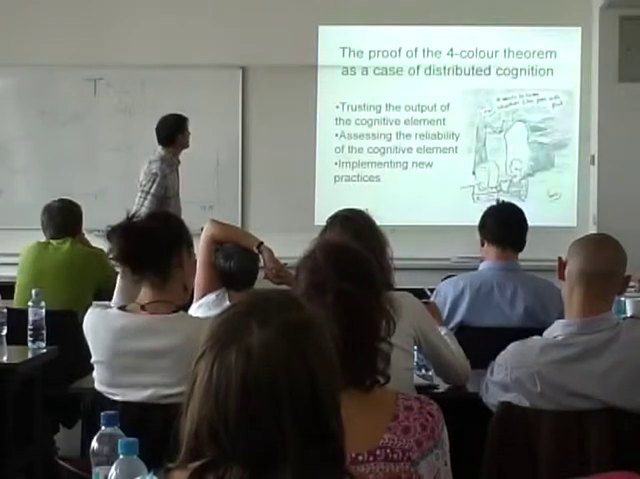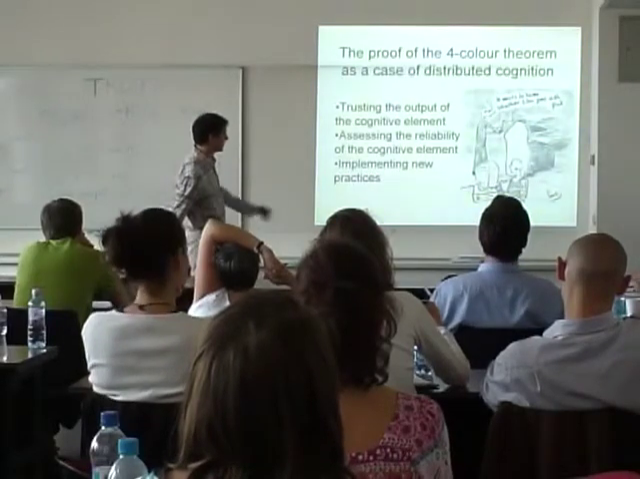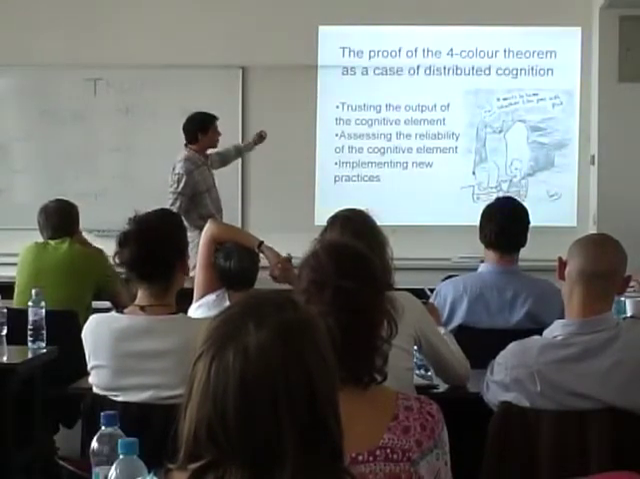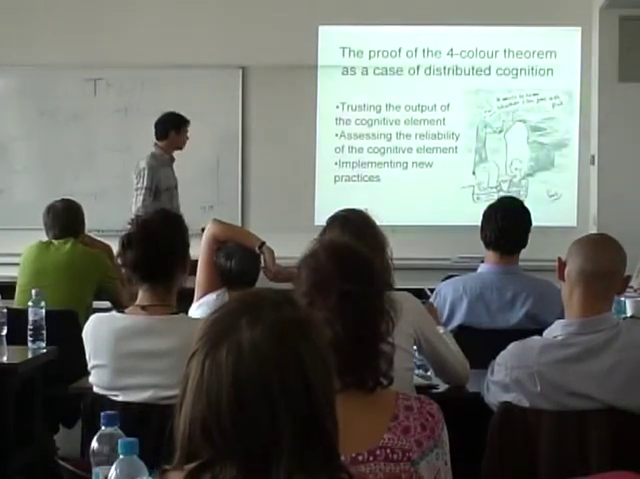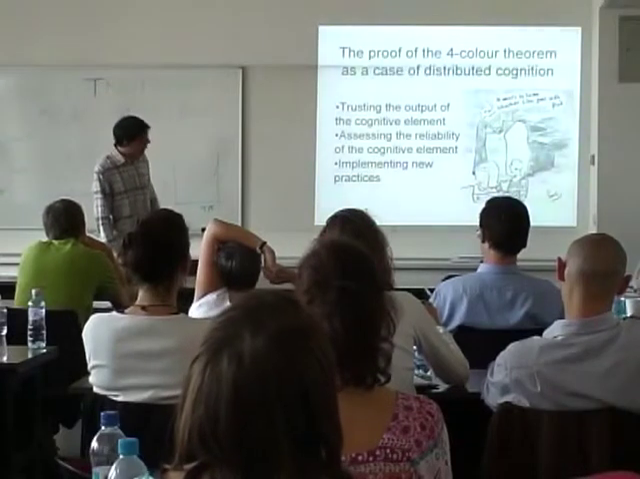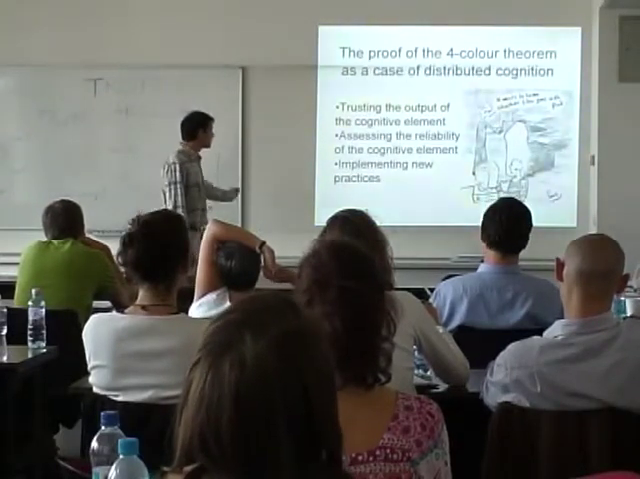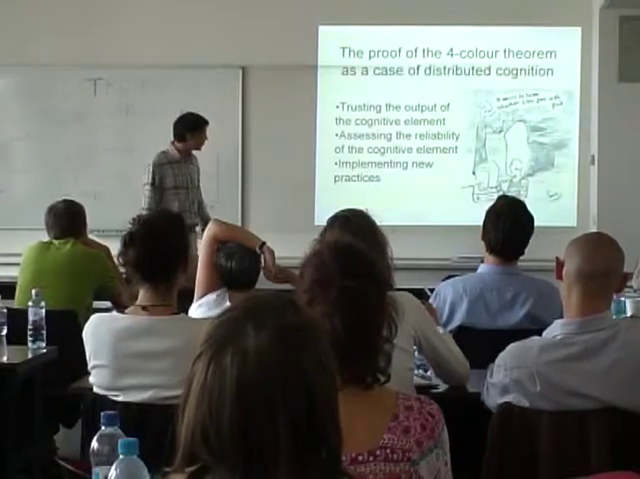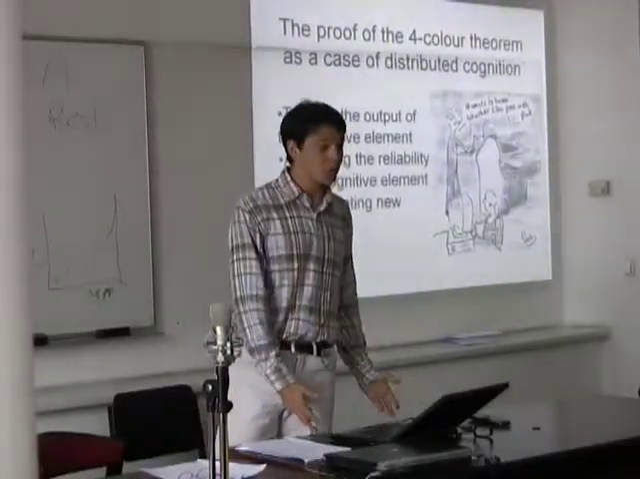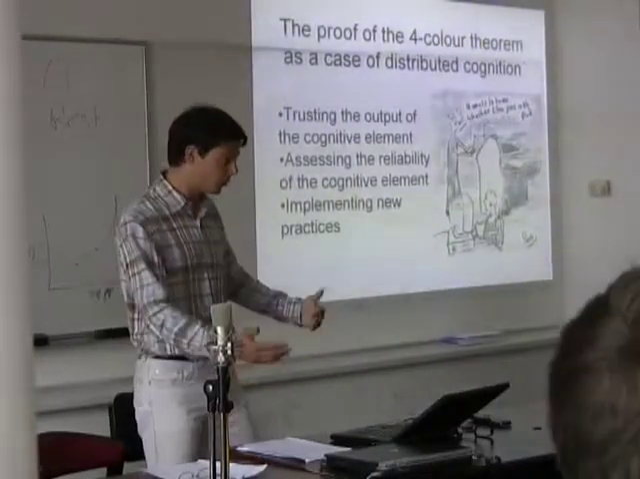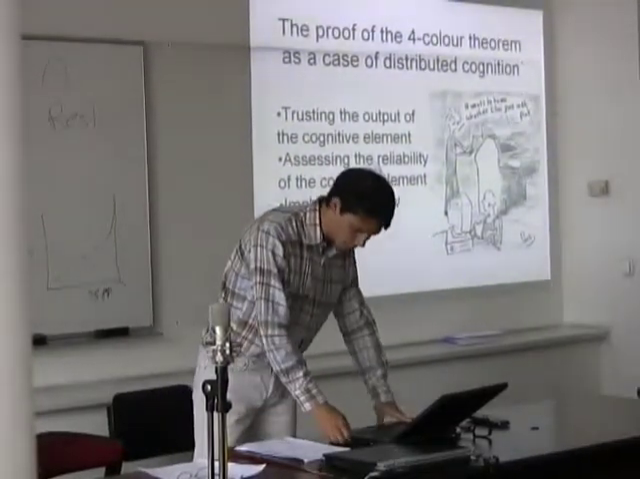What you need to do is to assess the reliability of the computer. Are you sure that the computer will implement the proof as you want it to do? And when you ask this question in the positive way, then you implement new practices, that is, programming, new practices of proving, which include programming and using computers.